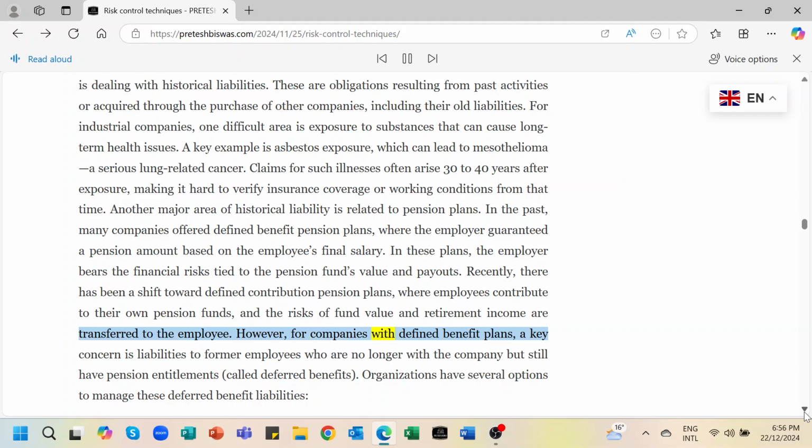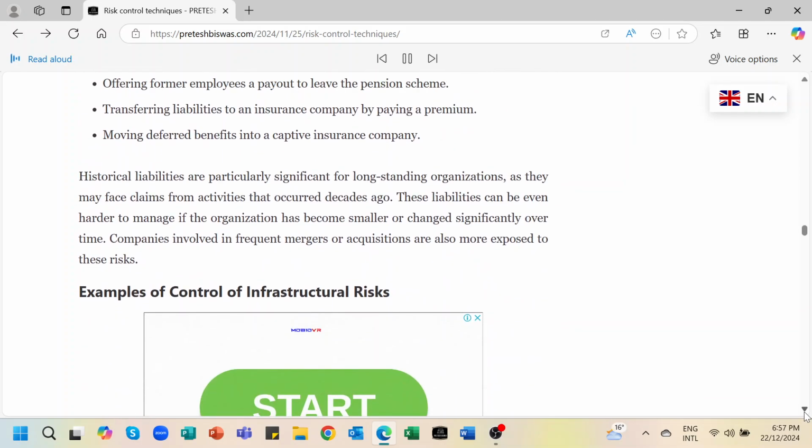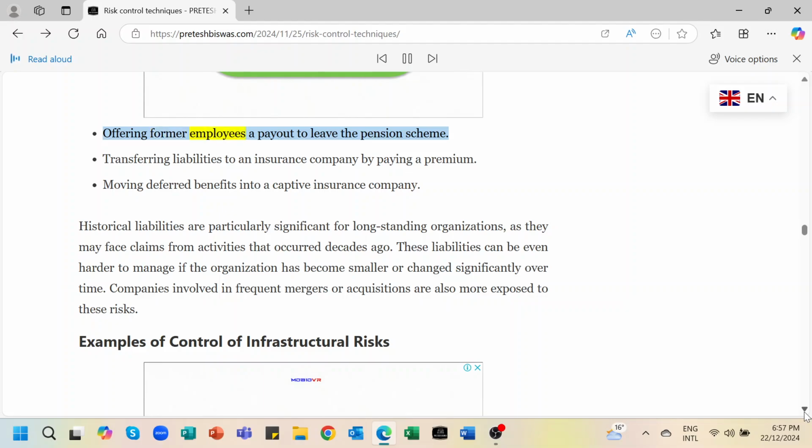However, for companies with defined benefit plans, a key concern is liabilities to former employees who are no longer with the company but still have pension entitlements, called deferred benefits. Organizations have several options to manage these deferred benefit liabilities: offering former employees a payout to leave the pension scheme, transferring liabilities to an insurance company by paying a premium, or moving deferred benefits into a captive insurance company.